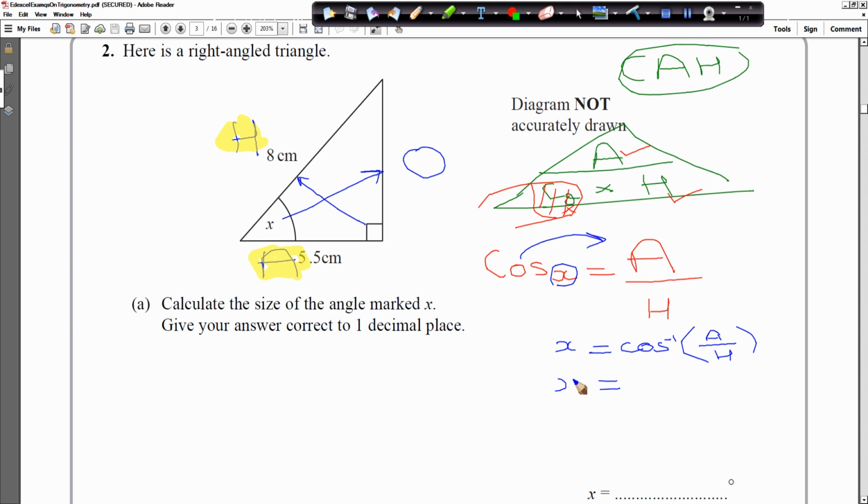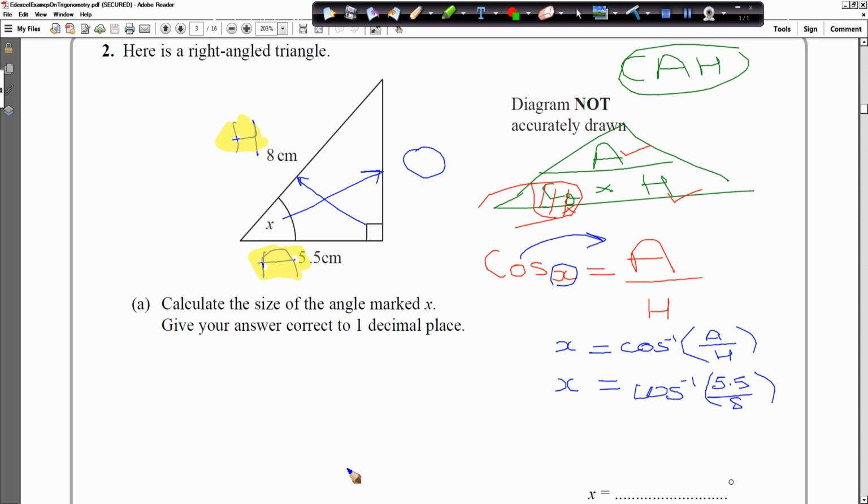Lovely. So that will give you what? X is equal to cos minus 1, what is the A value? 5.5 and the H value is 8.